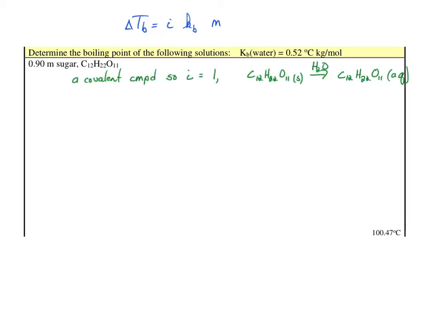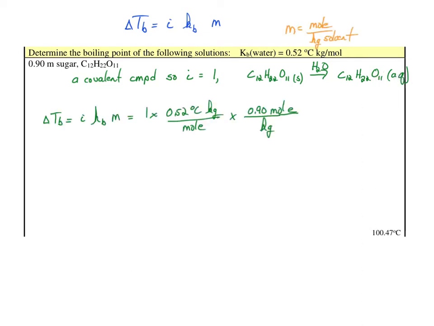Because this is a covalent compound, we know the Van 't Hoff factor is 1. Each unit of this compound is going to produce only one particle of solute in solution. So we've made our appropriate substitutions. i is equal to 1, because this is a covalent compound.